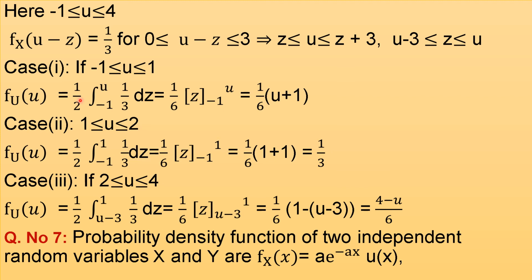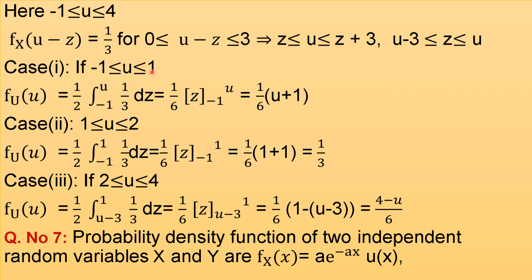So fu of u will be half into integral from -1 to u. Then that integrand fx of u minus z will be 1 by 3 dz. 1 by 2 into 1 by 3 is 1 by 6, and integral dz is z, difference at the upper limit u and lower limit -1. So 1 by 6 into u minus of -1, that is u plus 1.